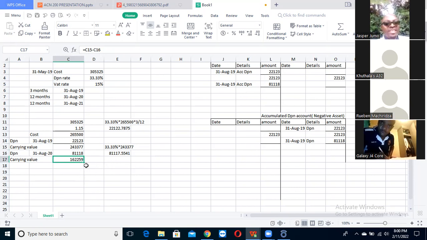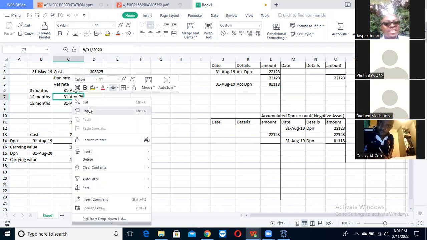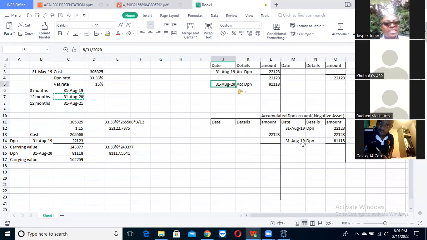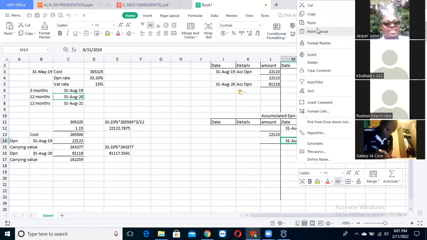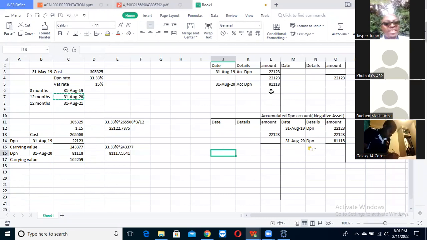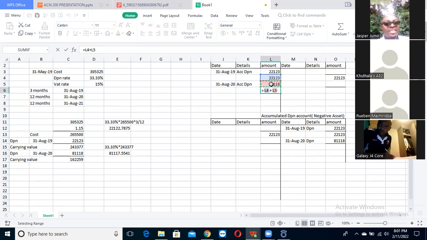So when we go to 2021, this is the figure that we must use as our carrying value, and therefore we are going to apply our rate on this figure. But before we go to 2021, okay, let me correct this. This is as at 2020. Before we go to 2021, we need to balance our account. So we just add the two in this account, this one plus this one. We find the total there.